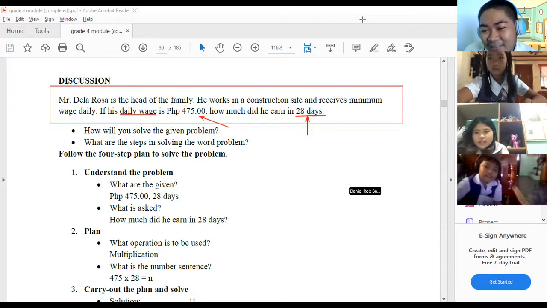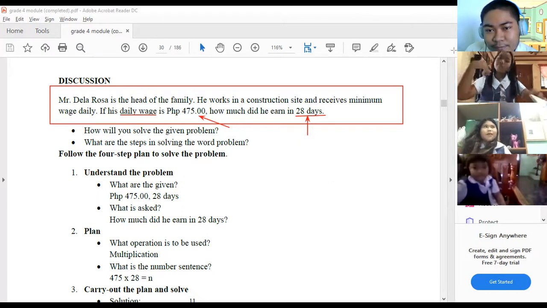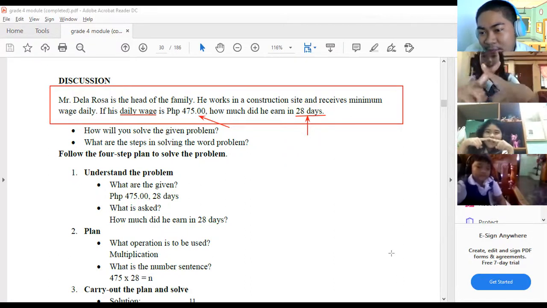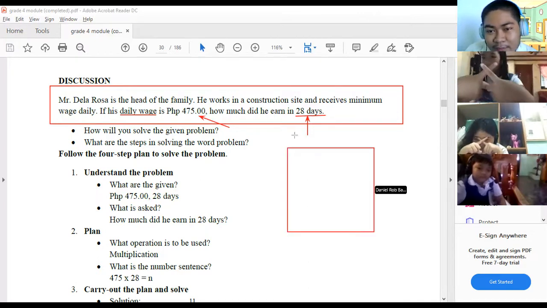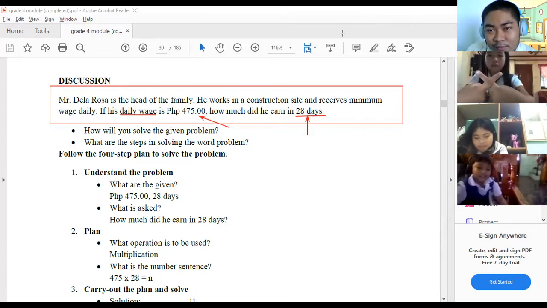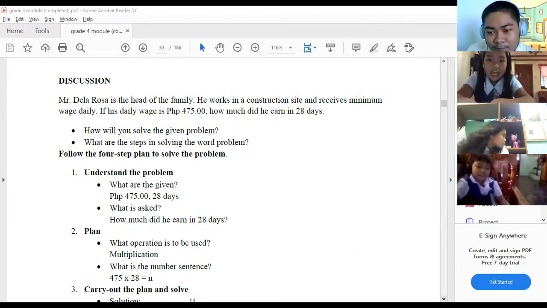Alright, where is my drawing? Sir, what is the multiply like this? Like this, the X. I draw this one. It's so hard. Okay, let's continue.